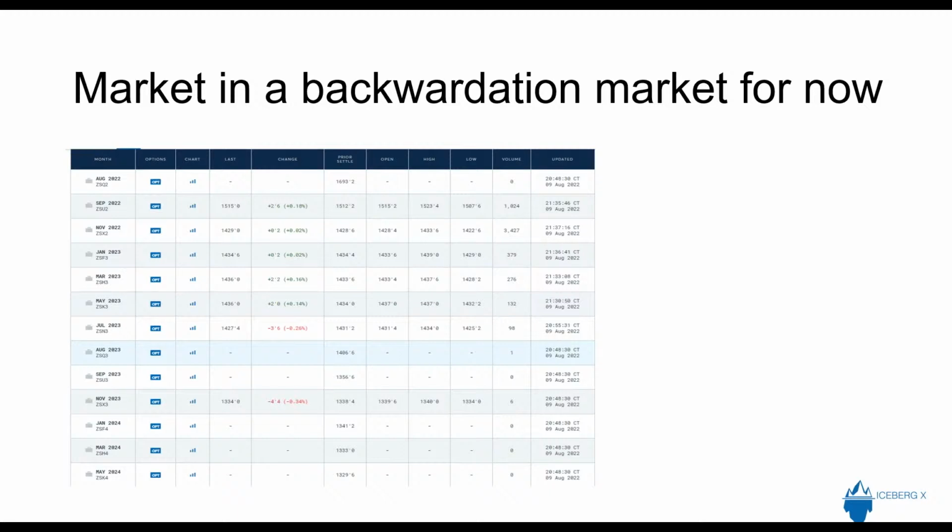Now, I just want to touch a little bit on the market structure. Market structure here refers to, if you just look at the different contract months listed on the CME exchange and look at the prices, you can clearly see that between the September contract and the November contract, there's a big price difference. The September contract is actually trading at higher prices compared to the November contract. This usually signifies that the market is clearly in a backwardation market.